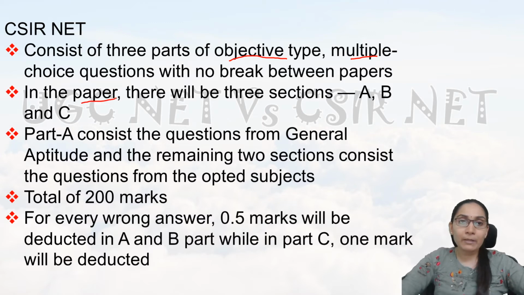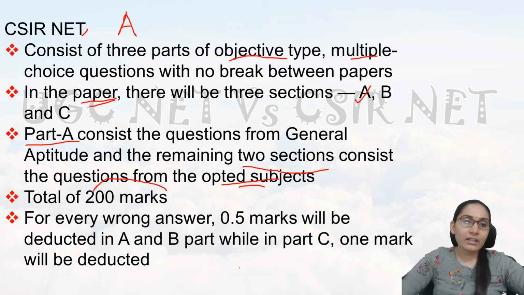So in the paper there will be 3 sections, A, B and C. Part A consists of questions from general aptitude. So section 1, that is section A, is questions from general aptitude, whereas the remaining 2 sections, B and C, consist of questions from opted subjects, that is the subject of specialization. Here the total marks is 200, and for every wrong answer 0.5 marks will be deducted in part A and B, while in part C 1 mark will be deducted.